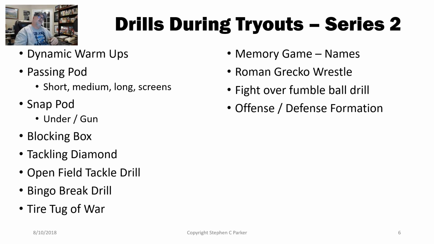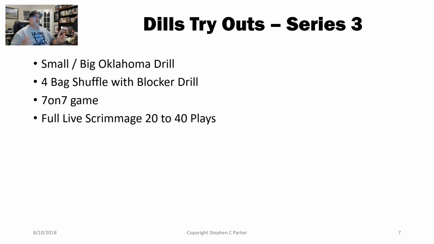Or you may want to try to hold up to what I call Series 3, and this is going to be kind of a scrimmage or a half line or a small big Oklahoma thing. You may have a 4-back shuffle blocker drill with your backs and linemen. You want to get into a half line scrimmage, a full line scrimmage. You may do a 7-on-7 game with your backs and some D-backs and receivers and quarterbacks, if you've got older kids, to see where that goes.